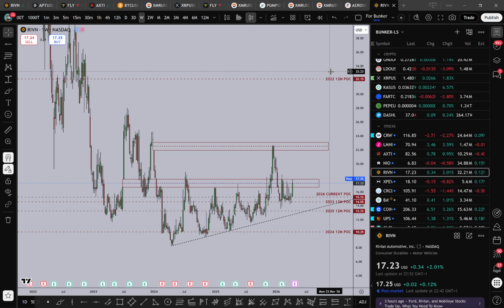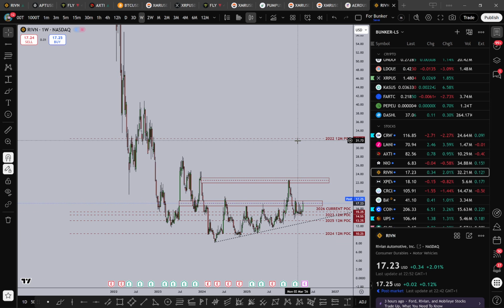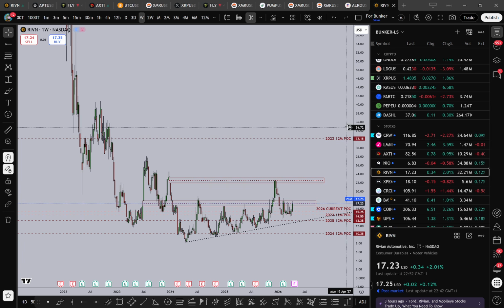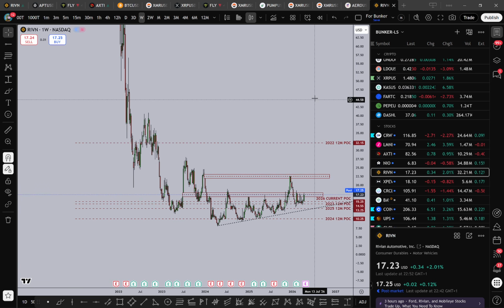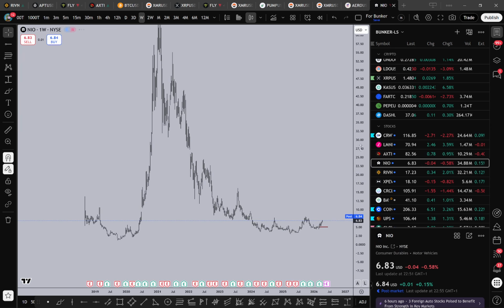The only thing you're not above is the 2022 point of control, but guess what? That's all the way up at 32. Right? So look at that structure. You get above this box, Rivian flies, and this time around, I don't think we stop here. I think all of these get taken, and I hope Rivian gets towards 32, at which point I will take half of my positions, should we get there, and hold the rest, just in case it decides to mess around even higher. But Rivian, Neo, look, no drawings on the chart.